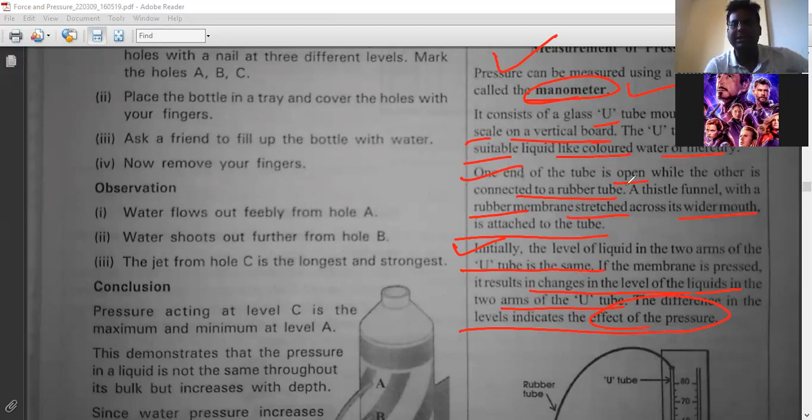One end of the tube is open. One end of the U-tube is open and the other is connected to the rubber tube. A thistle funnel with a rubber membrane stretched across the wider mouth is attached to the tube. I will explain it with the diagram. Let me show you.